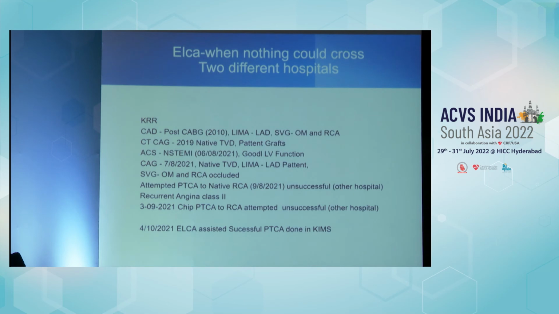So this is another scenario where the patient went to two different hospitals. They tried PTCA and stent, and they could cross with a wire, but no hardware could cross. So this patient came to us. He is post CABG in 2010, LIMA to LAD, SVG to OM and RCA, native triple vessel disease, acute coronary syndrome in August 2021, SVG to OM and RCA occluded, attempted PTCA to RCA, unsuccessful at one hospital, and at the second hospital again they attempted a chronic total occlusion PTCA to RCA, unsuccessful at the other hospital.